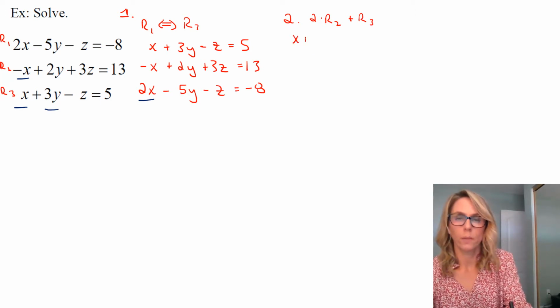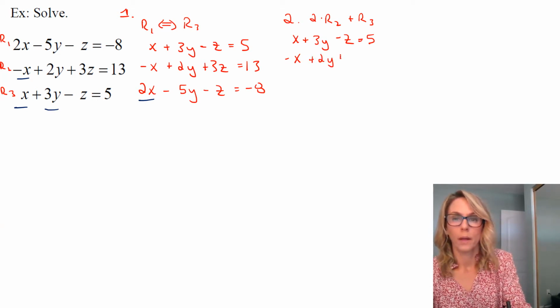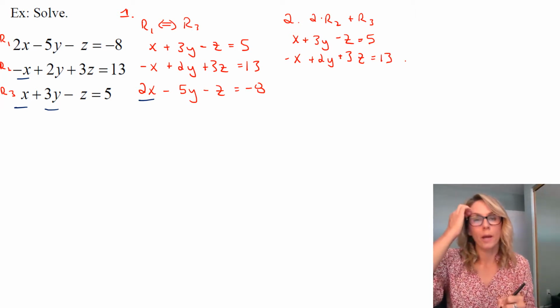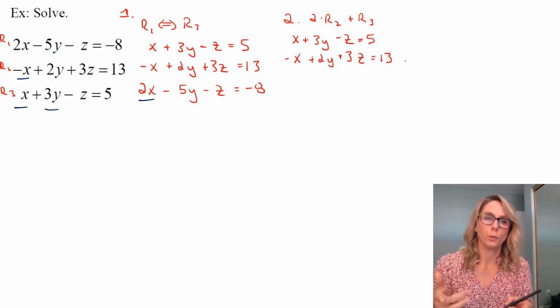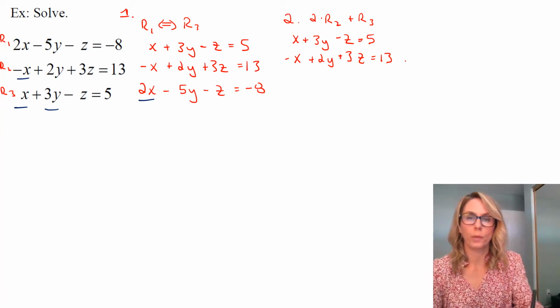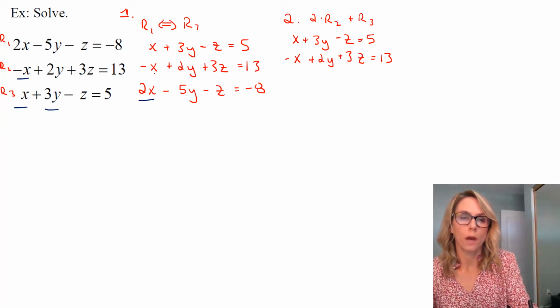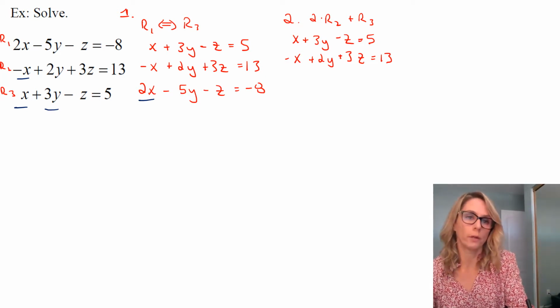So quickly, my row 1 has not changed. So let me keep my row 1 here. Okay. My row 2 is actually going to stay the same as well. And I'm just changing my row 3 here using Gaussian elimination. So I multiply 2 by row 2, and then I'm going to add that to row 3. So notice I will have negative 2x plus 2x. So that will be gone. I will not have an x anymore.